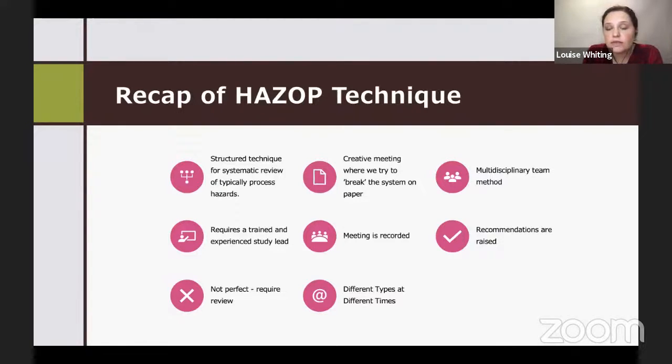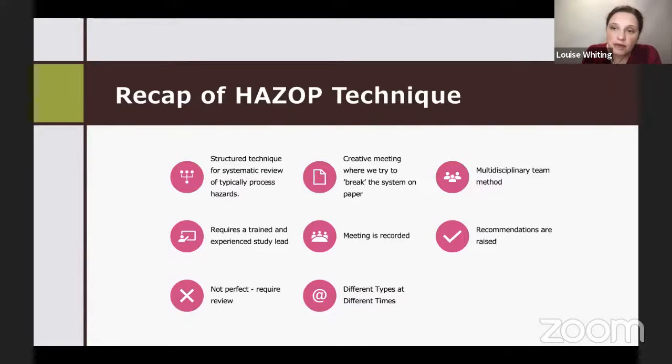You don't always have the information that you may want or may need, and so therefore you may not be able to make the decisions you need to make in a Hazop. So it does require a periodic review. Typically, a review of the Hazop happens once every 5 years, but it can happen more frequently than that if there's a big change on the facility.